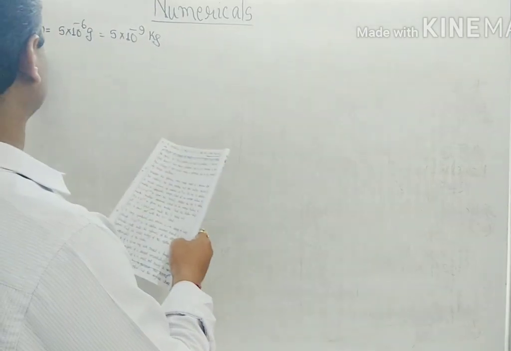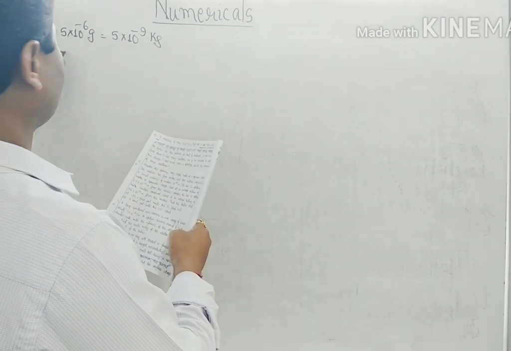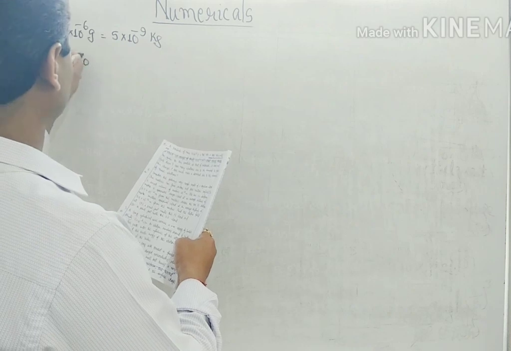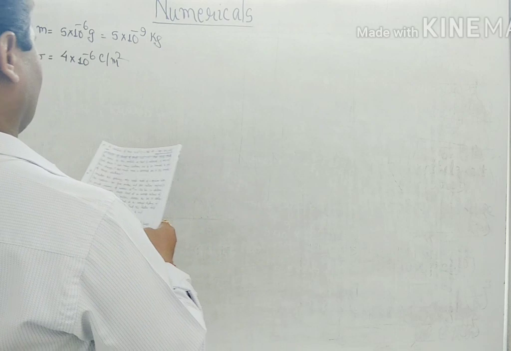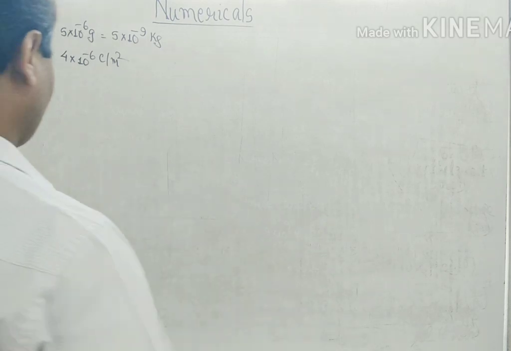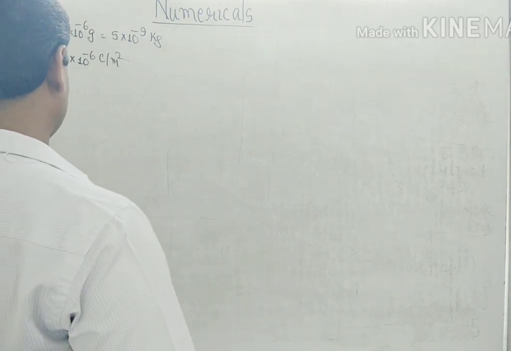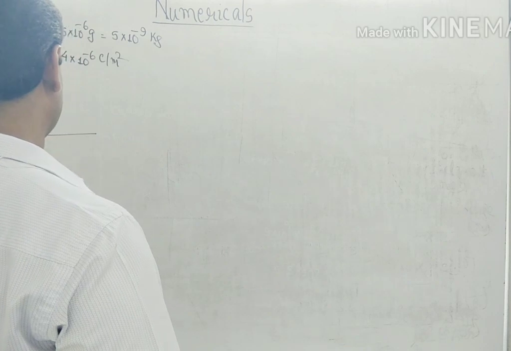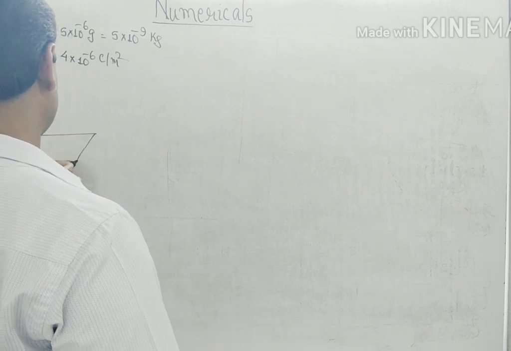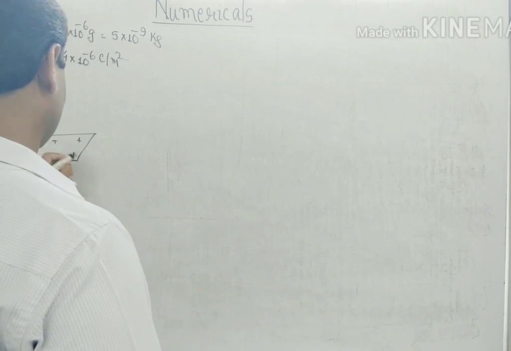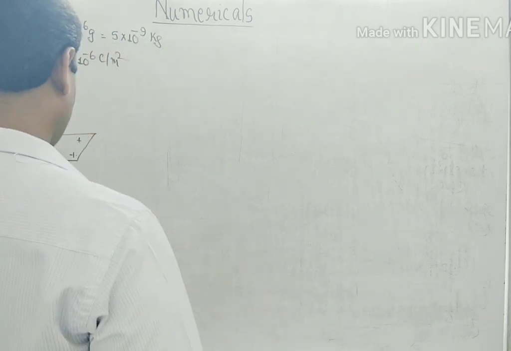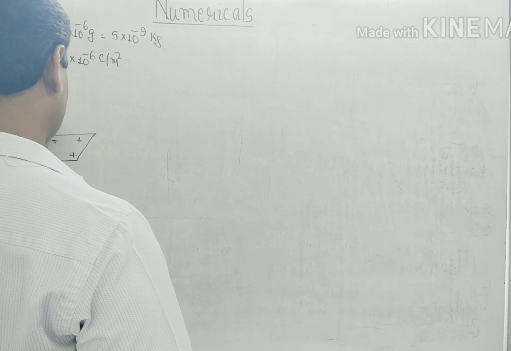Thereafter, the surface charge density is given to be 4 × 10^-6 coulomb per square meter. Let me draw the diagram so that we may have a better idea. This is actually the plane sheet of charges having uniform distribution of charge, and here a particle is kept.